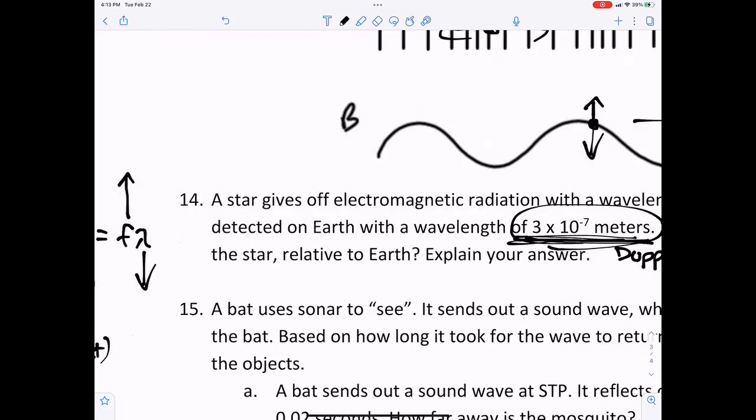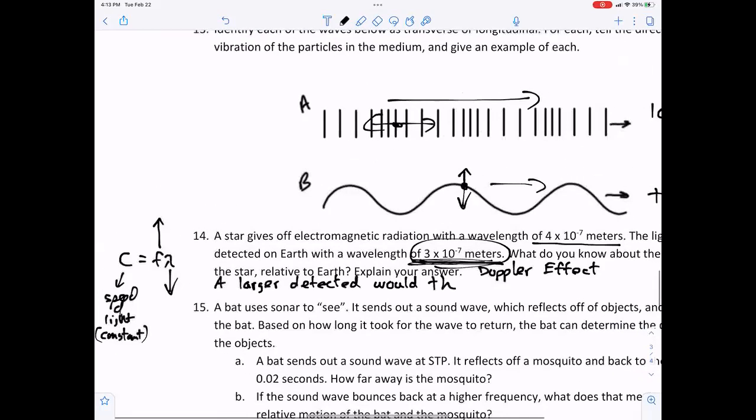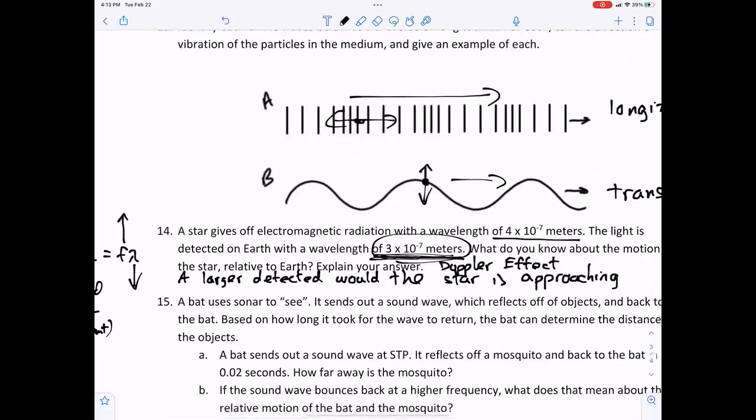Well, a larger detected frequency would mean the star is approaching the Earth.